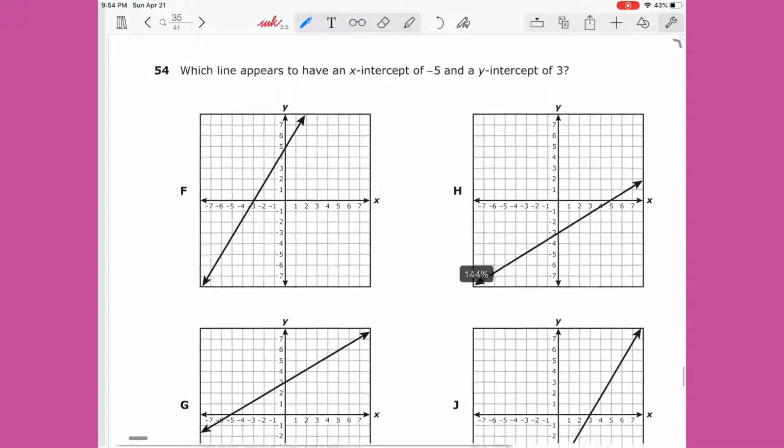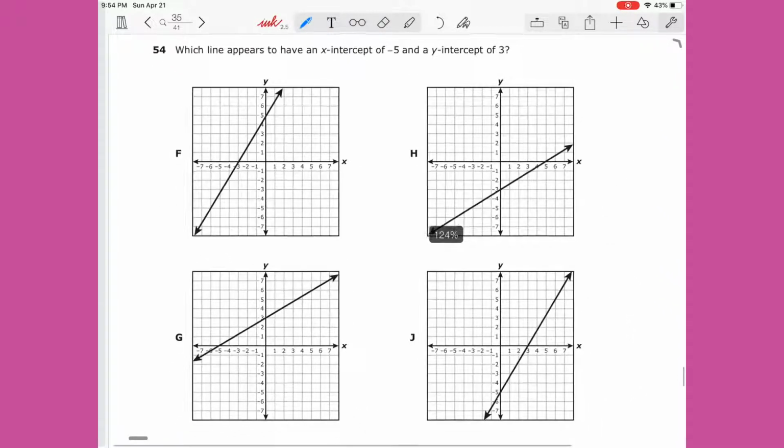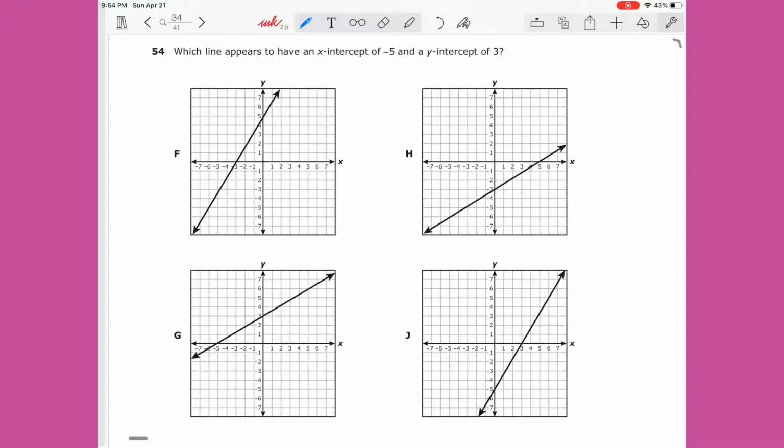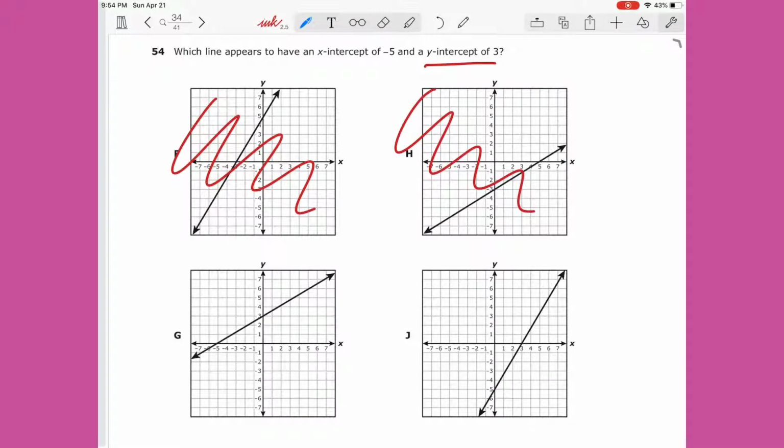And the very last question. Which of these has an x-intercept of negative 5? And which one has a y-intercept of positive 3? Goodness gracious. All right. So F has a y-intercept of 5, so that won't work. H has a y-intercept of negative 3, so that won't work. G has a y-intercept of 3, and it also has an x-intercept of negative 5. So G is my answer choice.